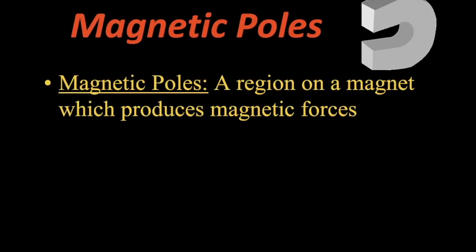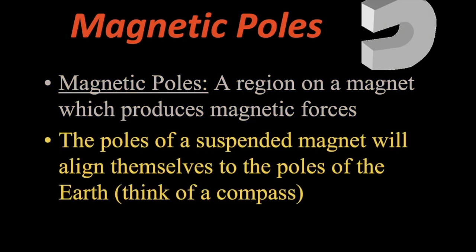Magnetic poles. You may recall using a compass, with north and south and east and west on your maps. Magnetic poles are regions on a magnet which produce magnetic forces. The poles of a suspended magnet will align themselves to the poles of the Earth. So, thinking of a compass.